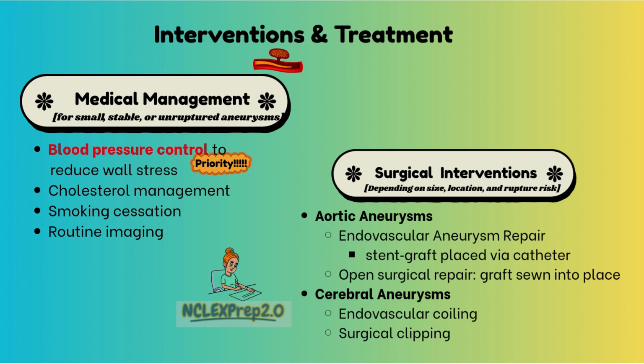Surgical or endovascular interventions depend on the size, location, and rupture risk. Endovascular aneurysm repair with stent graft placement can be done. Open surgical repair, whereby a graft is sewn into place. Also for cerebral aneurysms, it's common to do coiling, where coils fill the aneurysm to prevent rupture and more blood from flowing into the swelling. Surgical clipping, where a clip is placed at the neck of the cerebral aneurysm to prevent it from further growing. For peripheral aneurysms, we can do endovascular stenting or open repair depending on the location.